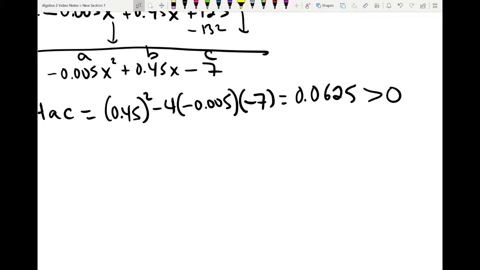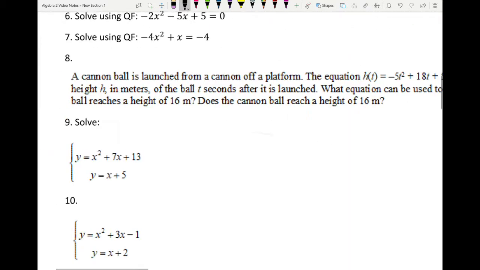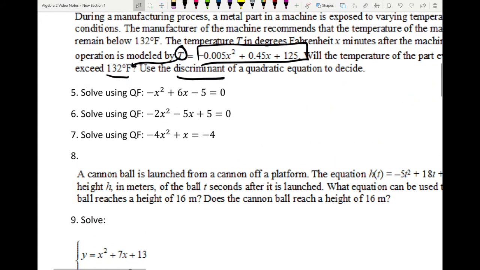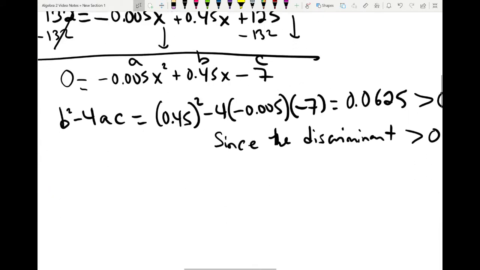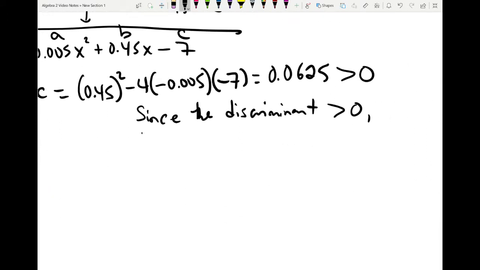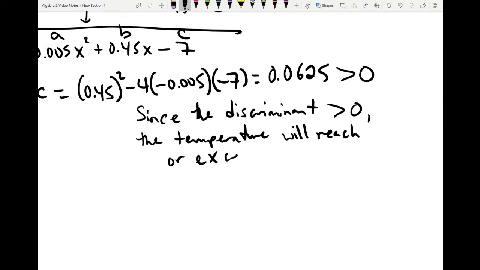So to answer the question, since the discriminant is greater than 0, then we can go ahead and answer the question. It's asking, will the temperature ever reach or exceed 132? So since the discriminant is greater than 0, the temperature will reach or exceed 132 degrees Fahrenheit.